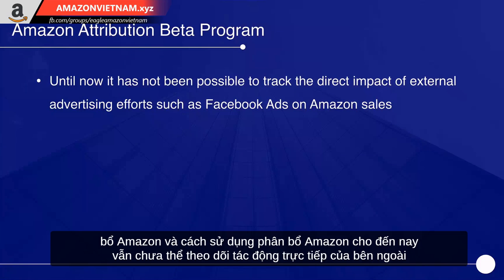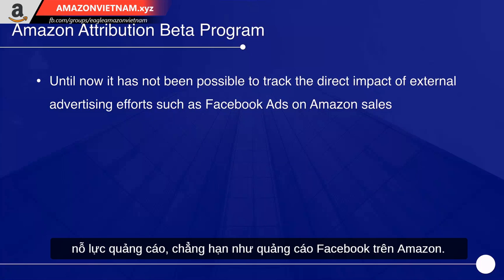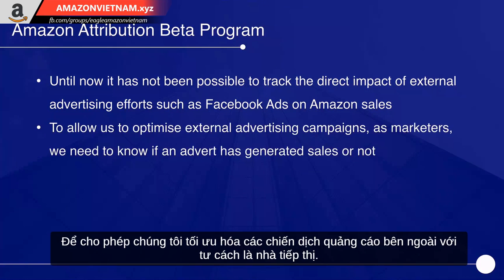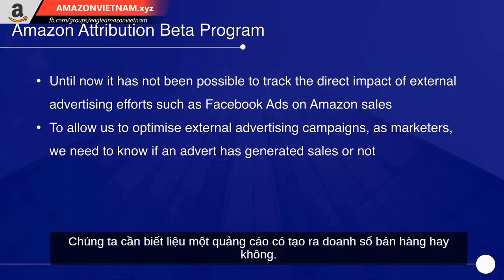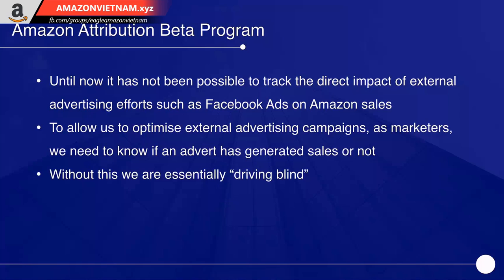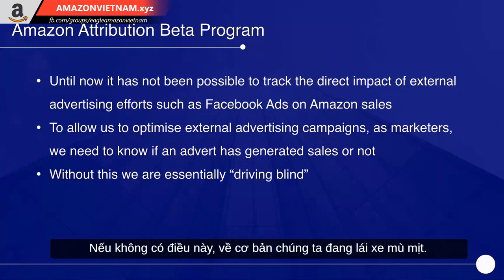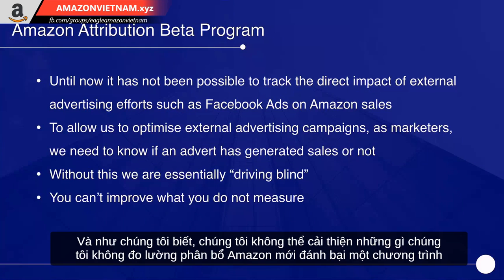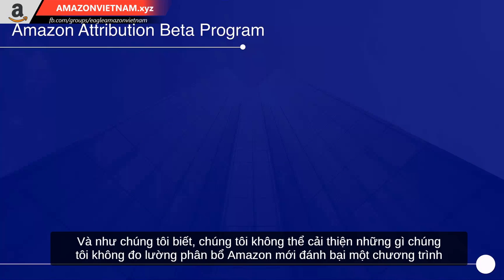Until now, it has not been possible to track the direct impact of external advertising efforts, such as Facebook ads, on Amazon sales. To allow us to optimize external advertising campaigns, as marketers, we need to know if an advert has generated sales or not. Without this, we are essentially driving blind. And as we know, we can't improve what we do not measure.